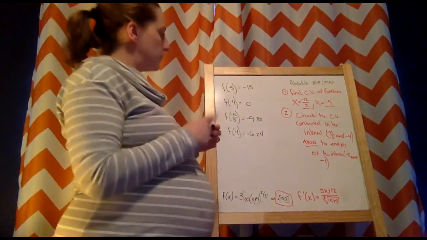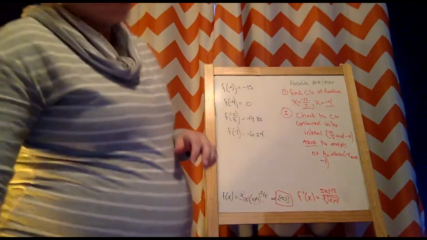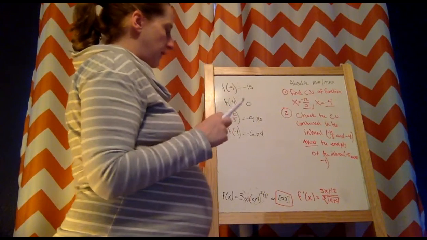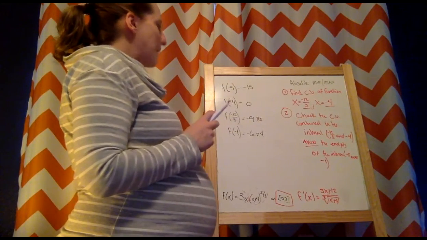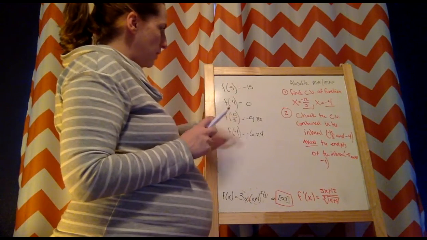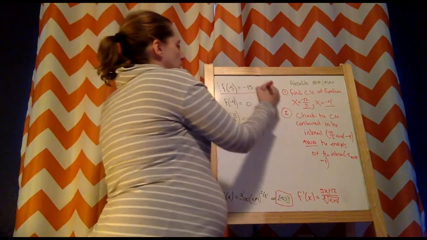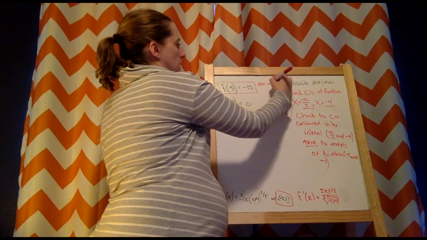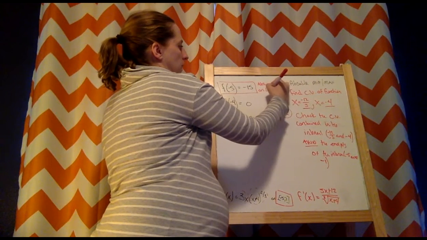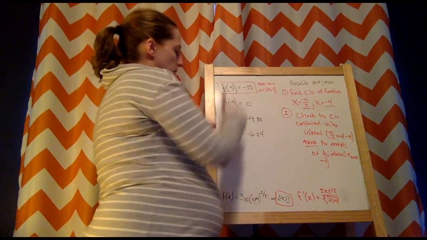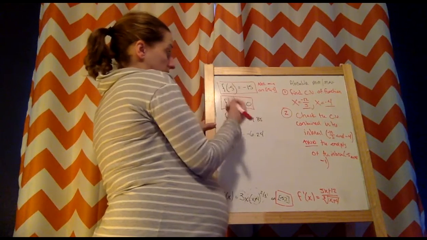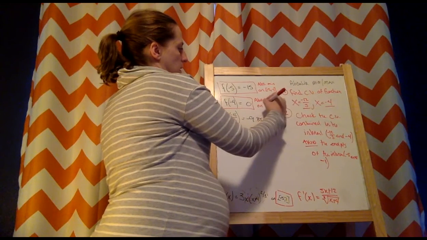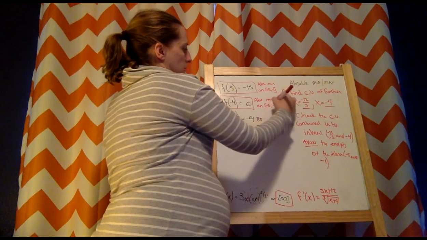Okay, so now we have values for all of these. So let's go ahead and pick out which is our absolute min and which is our absolute max on the interval -5 to -1. When I'm looking for my absolute min, I'm looking for the smallest value. Well, the smallest value is -15. So this is going to be our absolute min on that interval, -5 to -1. The biggest value is our 0, and that's going to be our absolute max on -5 to -1.